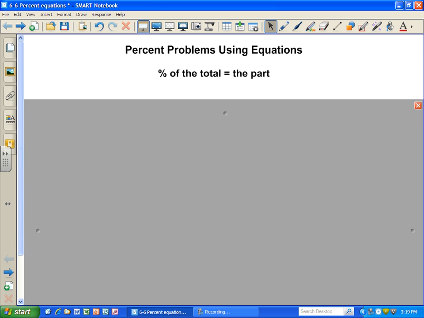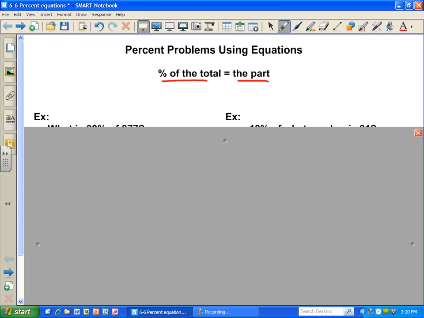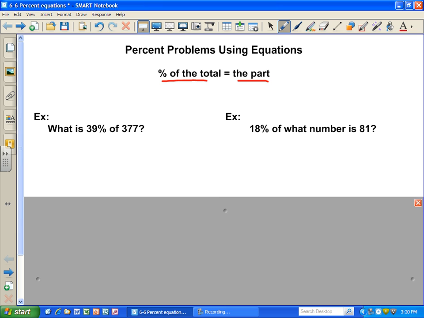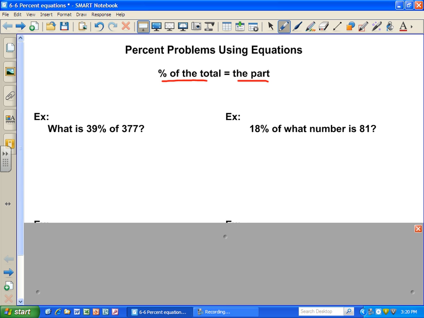And the key thing that we're going to look at when we're trying to solve percent problems using equations is the percent of the total will always equal the part. So the percentage of the total will equal the part. So we're just going to do a couple examples together just so we know how to set up an equation. So let's look at our first example.